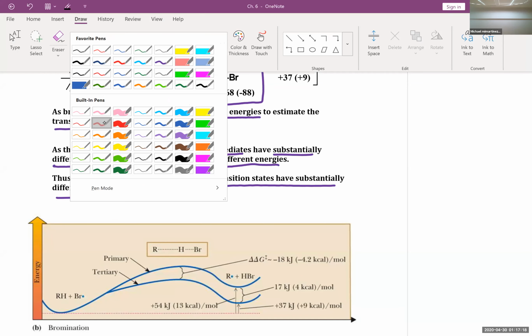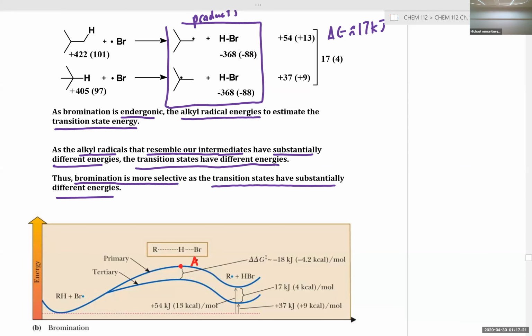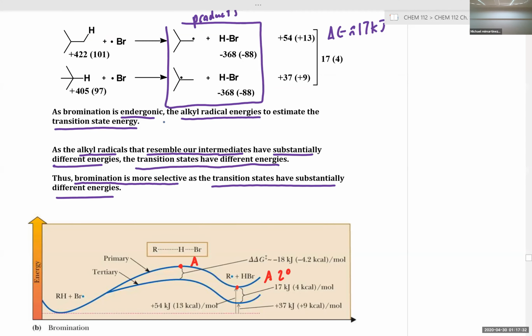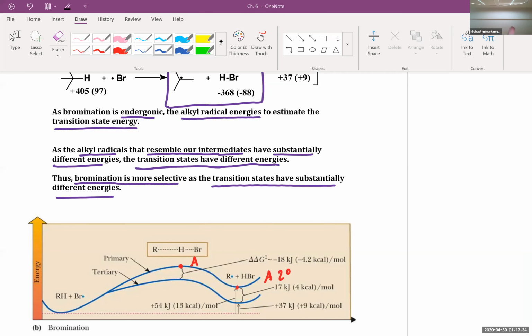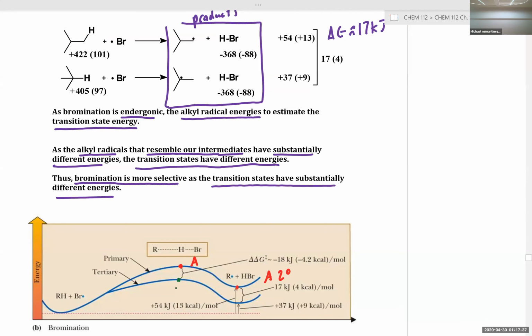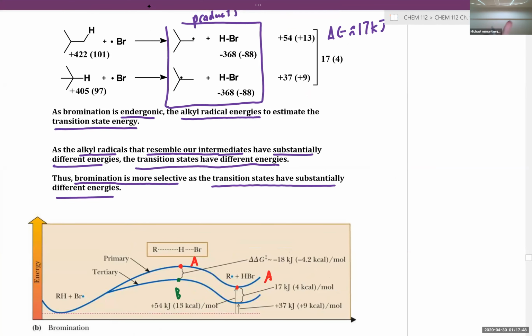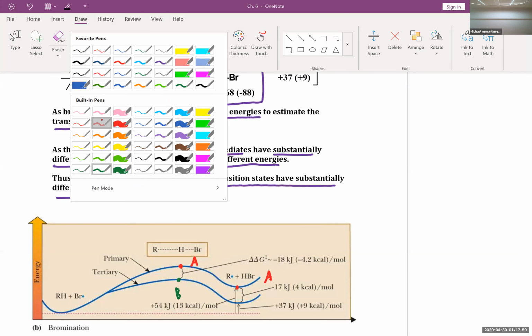So let's showcase that. So if this is pathway A and product A, so A would be our secondary, B would be our tertiary. So let's draw that. Oh, sorry. A is primary, B is tertiary. Whoops, one moment. Let me just correct that for completeness.